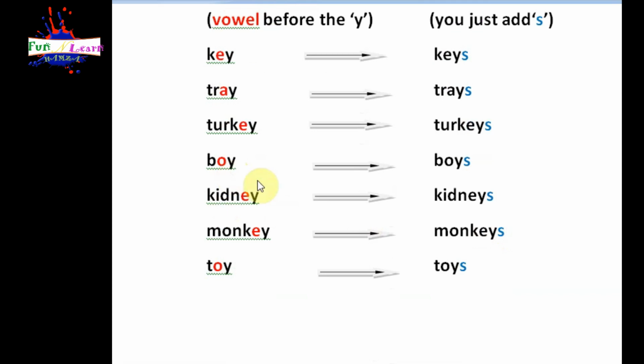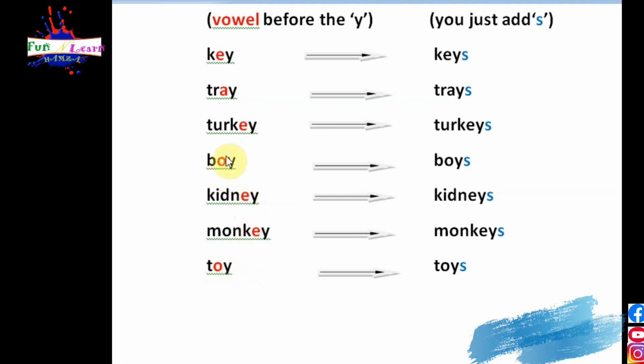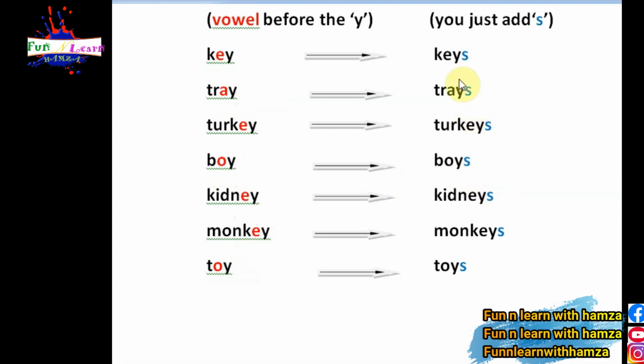Same goes for boy. It becomes boys. Kidney, kidneys. Monkey, monkeys. Toy, toys. So all these words have a vowel before the Y. So all we do is, if there is a vowel before the Y and it's a singular noun which we want to make plural, we will just add an S at the end.